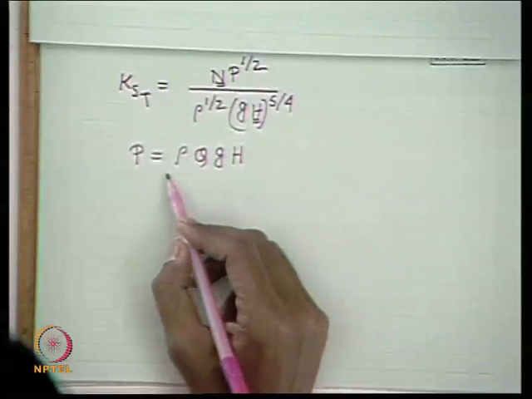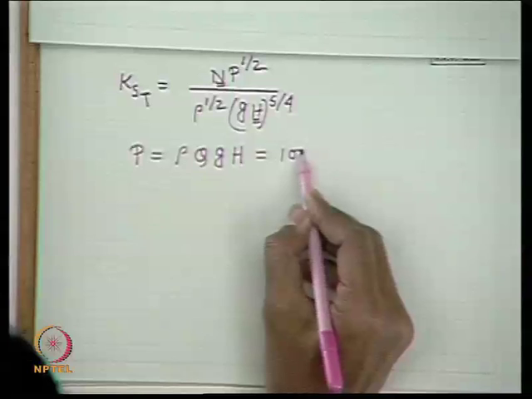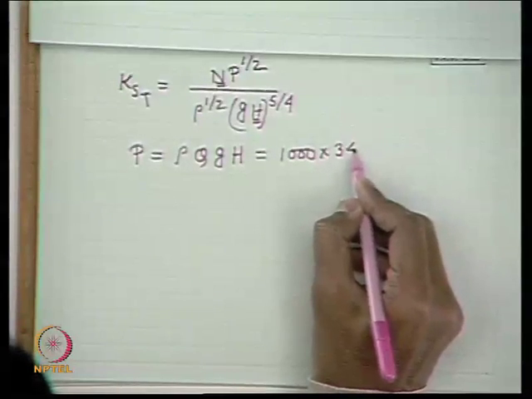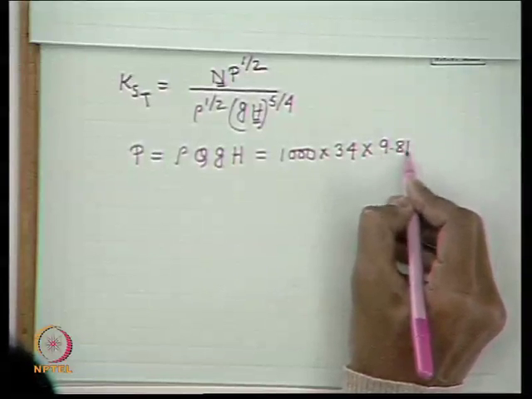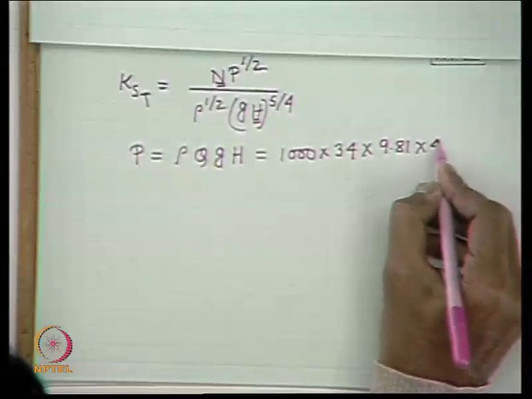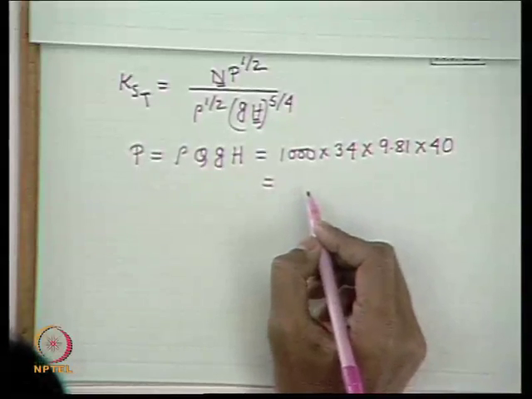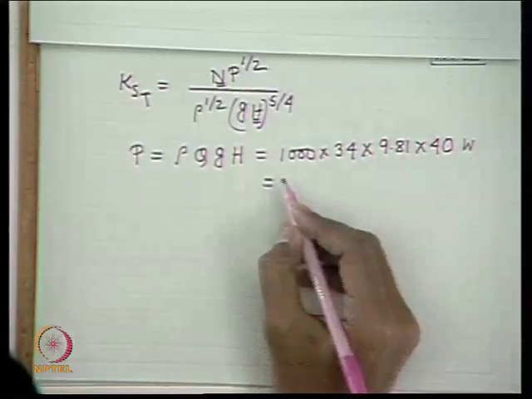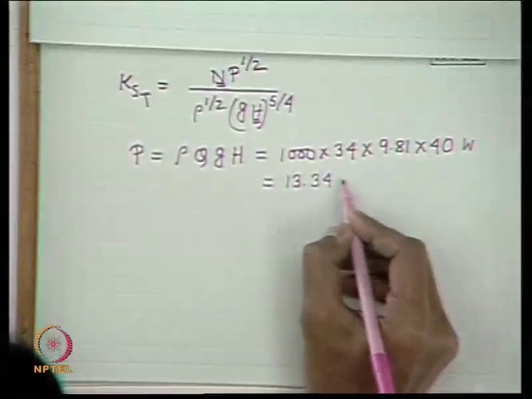So, power developed is rho Q g h. This is equal to 1000 kg per meter cube density, 34 meter cube per second is Q, g is 9.81 meter per second square, and head is 40. Therefore, we get the power developed from the available head, which is in watt. If you calculate it, this comes to be 13.34 megawatt.